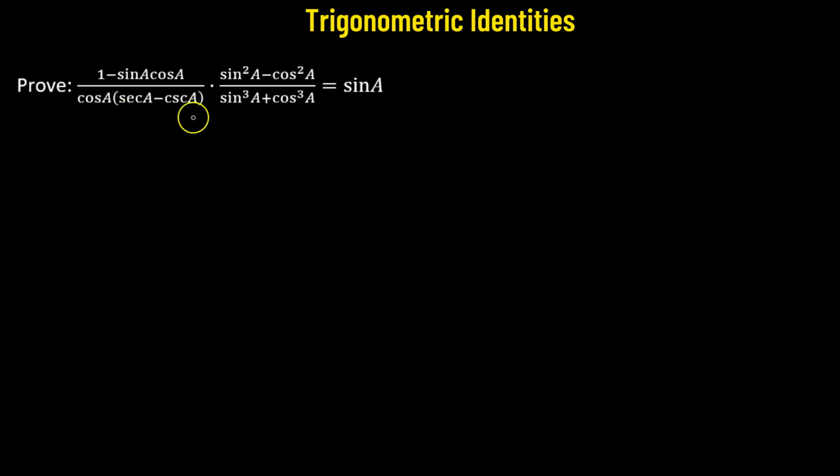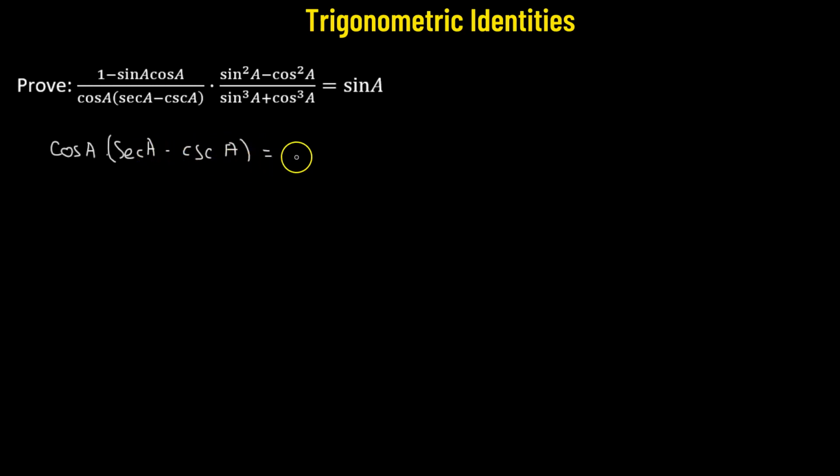We need to prove the following. So we'll start from the left hand side, but before doing that, let's try to simplify a few of the expressions. So let's consider the denominator: cosine A multiplied to secant A minus cosecant A. So cosine of A multiplied to secant of A minus cosecant of A.